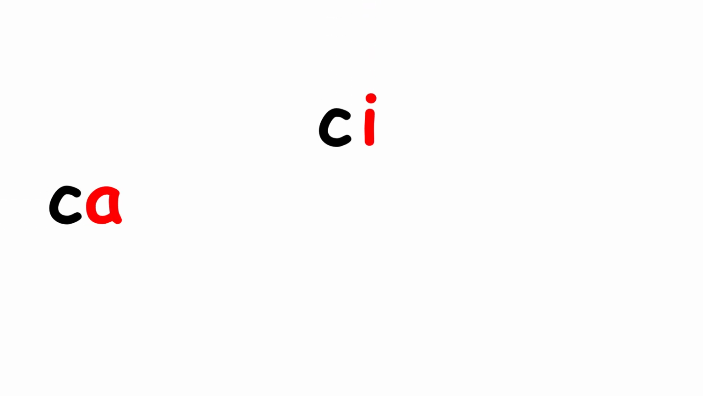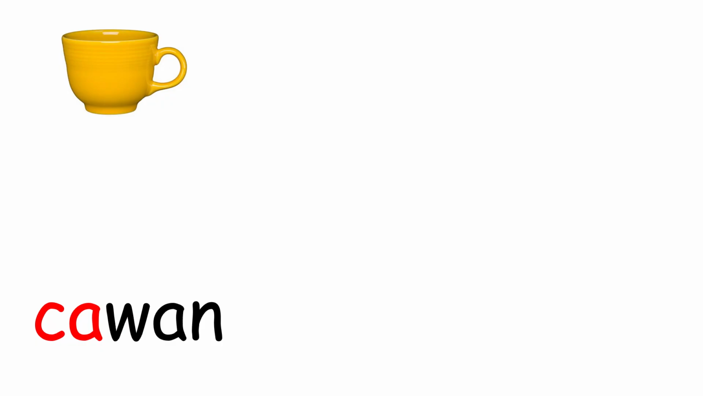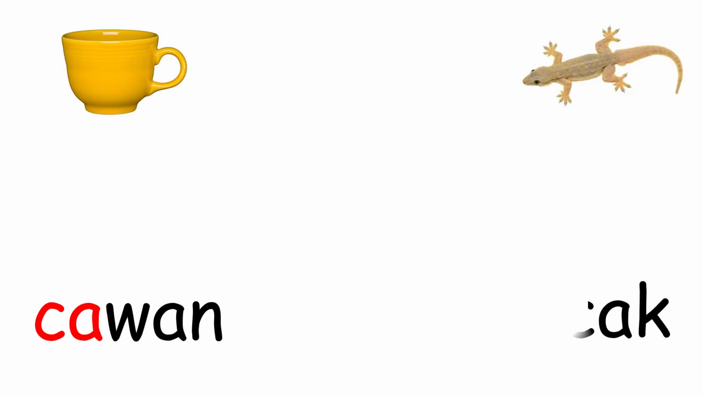Cha, chi, chu. What is a cup in Malay? Yes, it's cawan. What is a lizard in Malay? Yes, it is cicak.